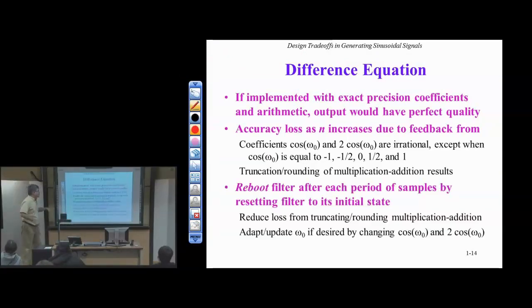Okay, so if we implemented the difference equation with exact precision coefficients, infinite number of bits basically, and arithmetic, we'd have perfect quality on the output. But as I said, we get some loss as we go. There's already some loss in the coefficients, except for very special values of omega naught, because the cosine gives us an irrational value, except in a few special cases. And we're going to lose precision when approximating the irrational value with a 32-bit float. There's already error right there in the coefficient value. And then we get the additional error of this truncation and rounding of all the multiplication results.